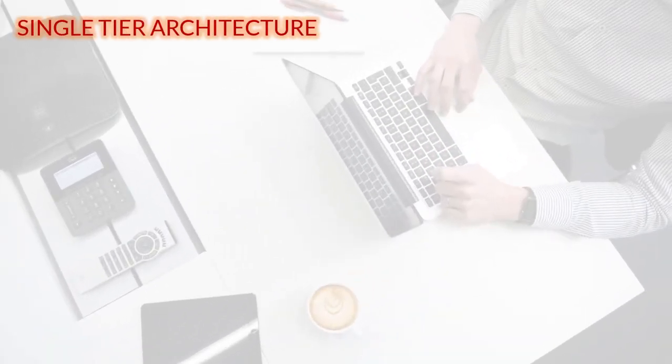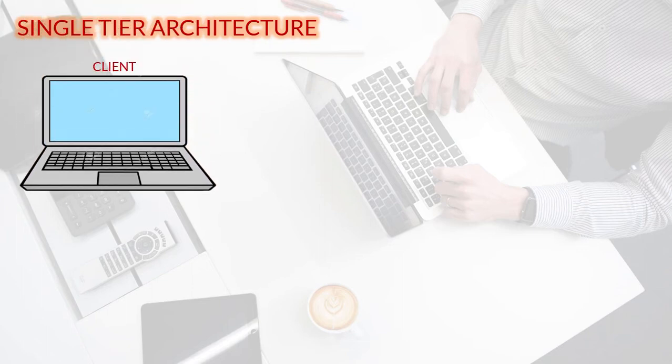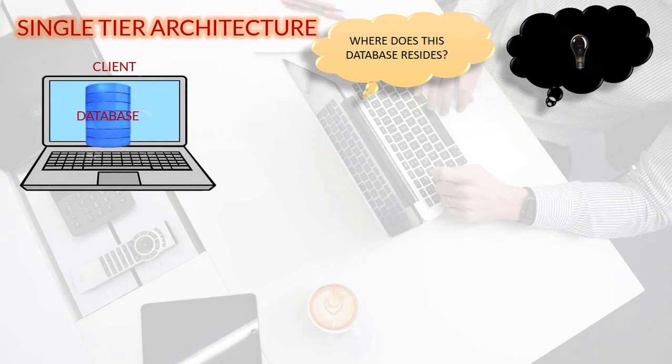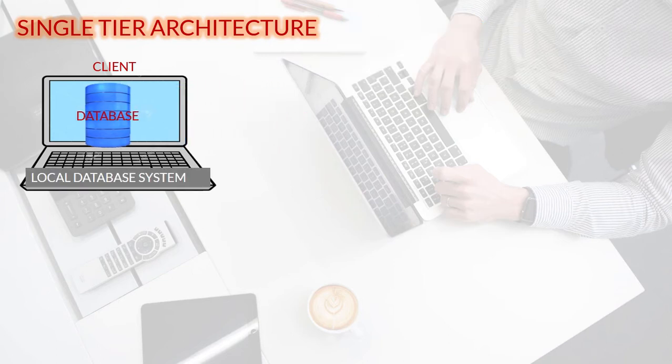First one, single tier architecture, in which one client is present. It means a single machine is there and one database is there. The question arises in our mind, where does this database reside? So this database resides on the same client. That's why it is called a local database system.